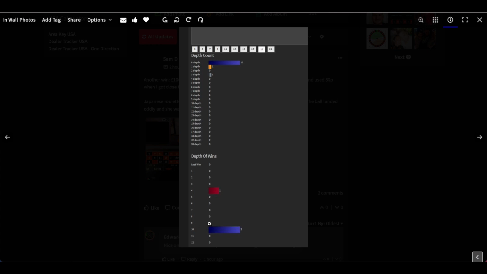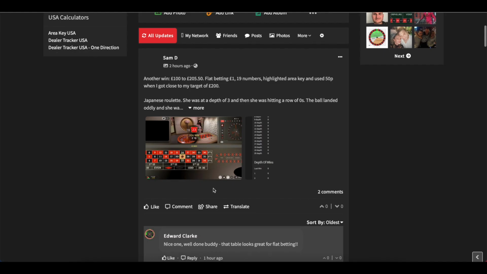Then it landed straight on the highlighted, and again and again. And in this instance, it missed the highlighted area once and then hit the highlighted, and then it hit the highlighted again and again. So that's how we made the money using that, just betting on the highlighted area.